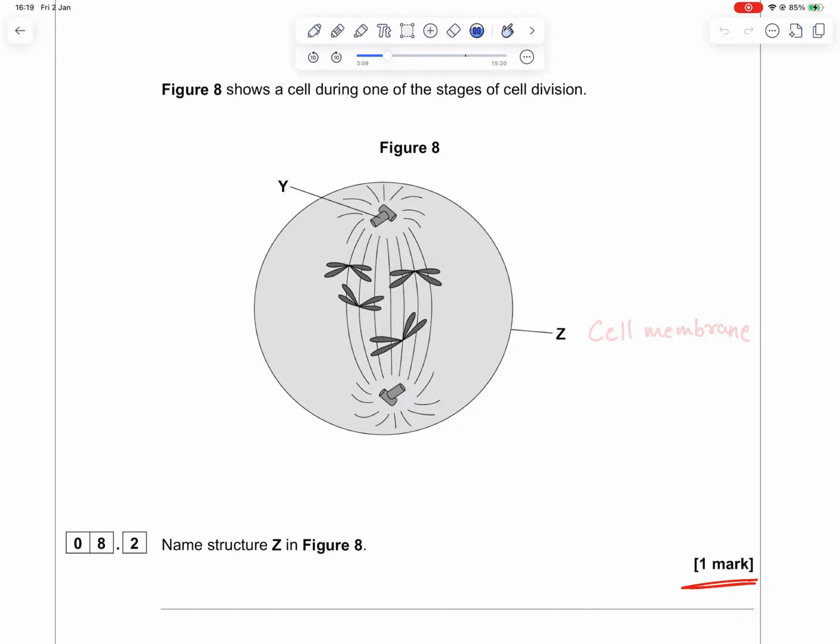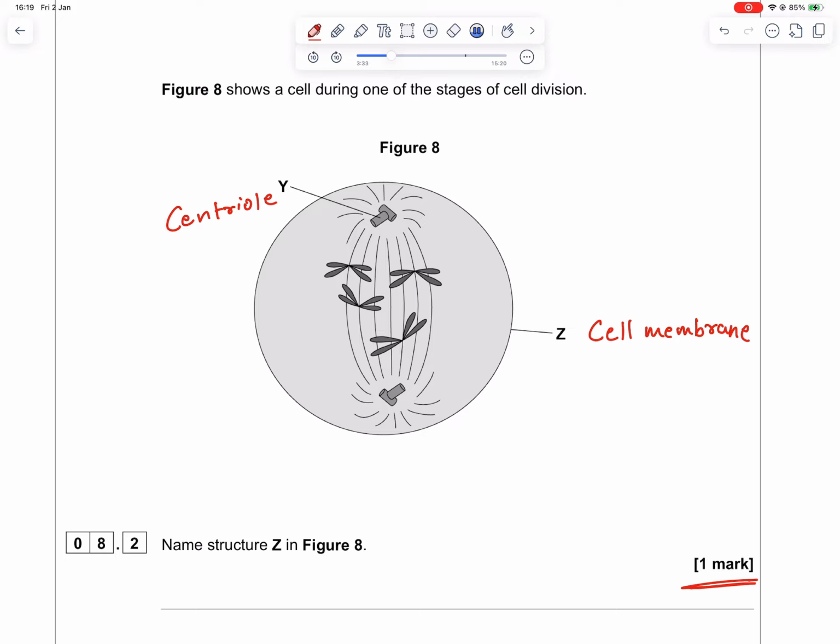Again, that is a 1 marker question. And can you see how there's a figure 8 given for reference? The 8.2 question reads, name structure Z in figure 8. And if we look at figure 8, Z is the cell membrane. It is pointing to the cell membrane.